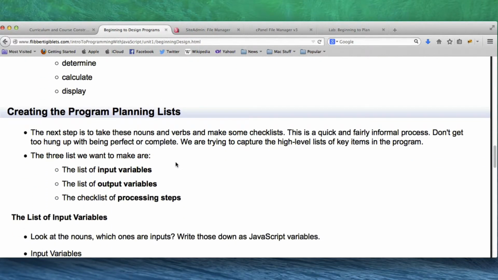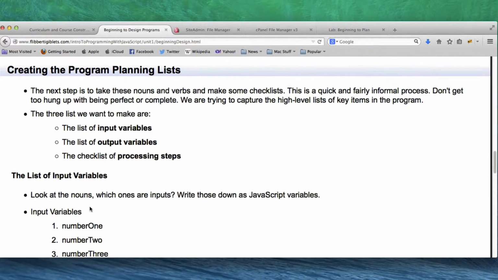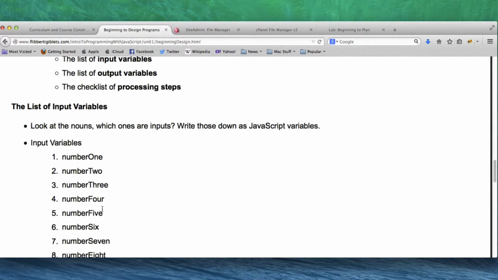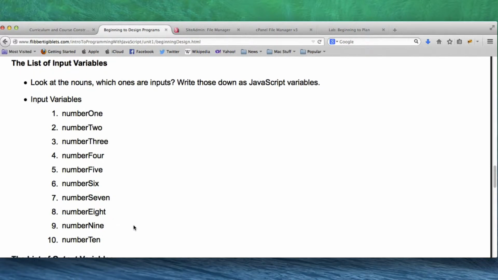Okay, and sure enough, I'll translate them into 10 variables. So here's one way I could do it. I could say number and the digit 1 through 10. Okay, that's one way to do it. All right, but here's how I've done it for you now. Okay, so here are the 10 variables, number 1 through 10.